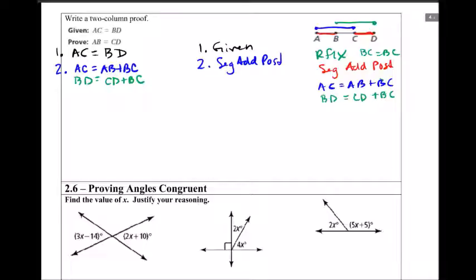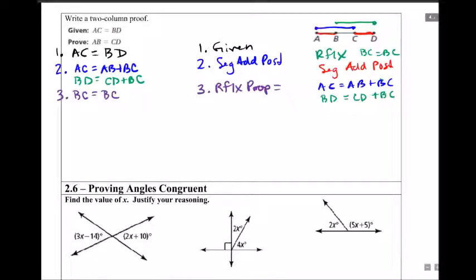Now, what are we going to want to do? Well, we're going to want to be able to do something with our BC here, like maybe subtract it off, or something along those lines. We should probably put this in now. Length of BC equals length of BC, just to get it in there before we decide to use it. That's our reflexive property of congruence. There's many ways to approach this, but it's all going to end up being the same thing.